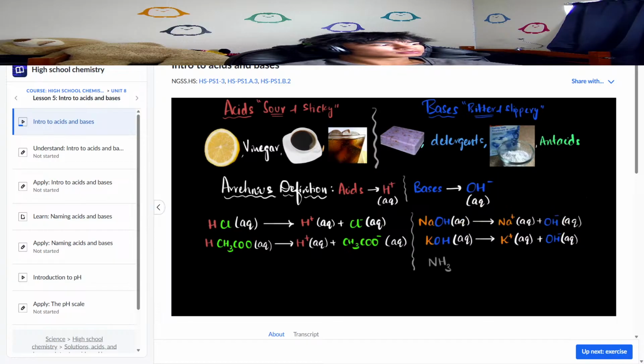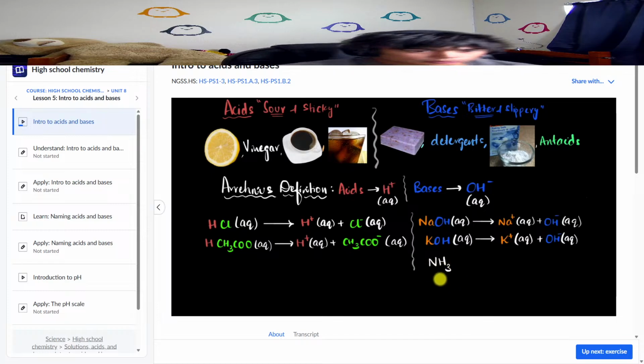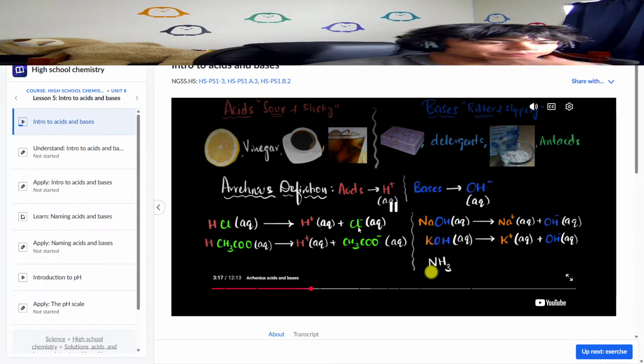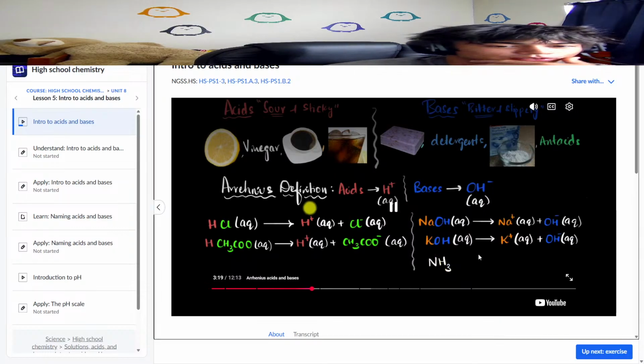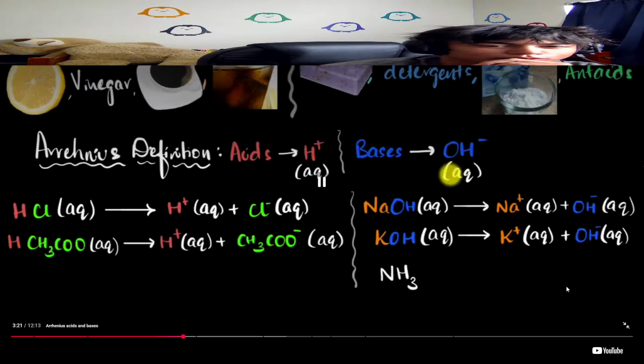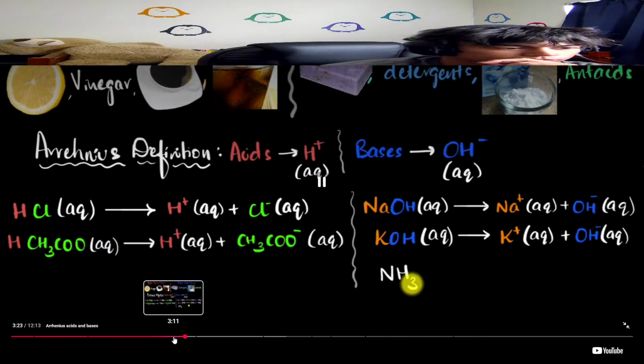For example, if you take ammonia and put it in water, that will also increase the amount of OH- ions, which means technically ammonia is also a base. But it's not so straightforward to identify it as a base. Looking at it, we'll not be able to tell it's a base just by looking at the Arrhenius definition, right? This is the reason why we have other definitions.